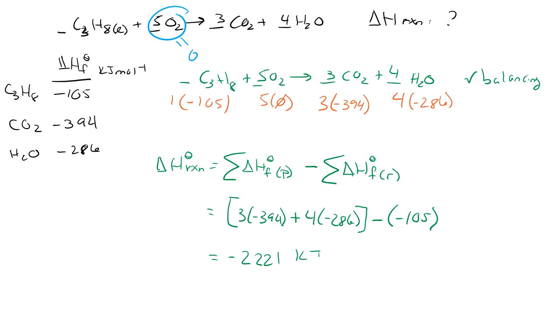2,221 kilojoules per mole. Look at your sig figs, ladies and gentlemen. In all your numbers, you only have 3 sig figs. So really, it's negative 2,220 kilojoules per mole as your correct answer of energy.